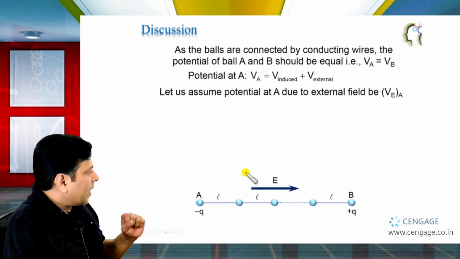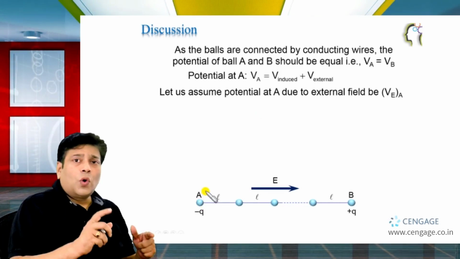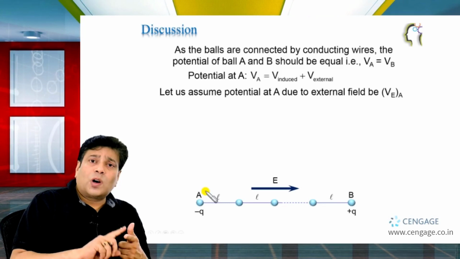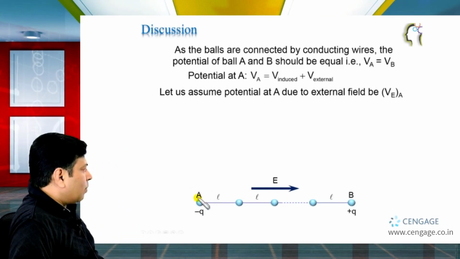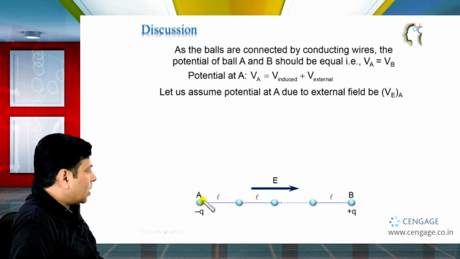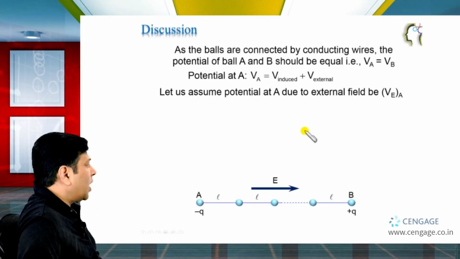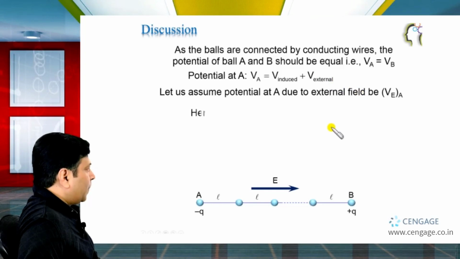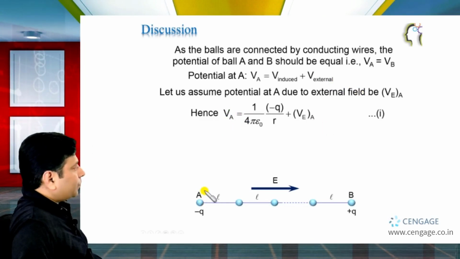Now we can write the potential at this position. This should be equal to 1 upon 4 pi epsilon naught times minus Q divided by small r, because this is a metal ball and the charge will reside on the surface. So the potential because of the induced charge is 1 upon 4 pi epsilon naught times minus Q divided by small r, plus VEA. This is the potential at position A.